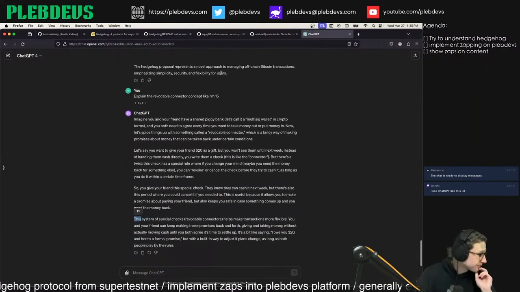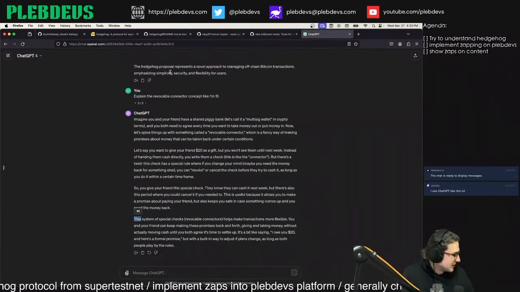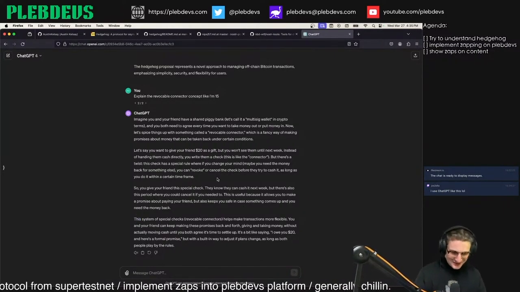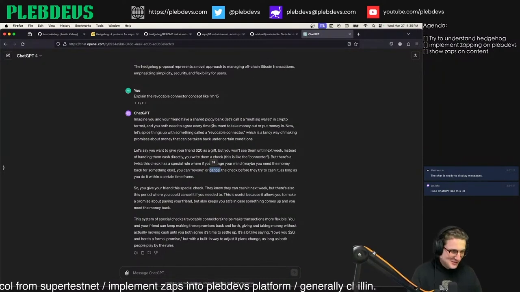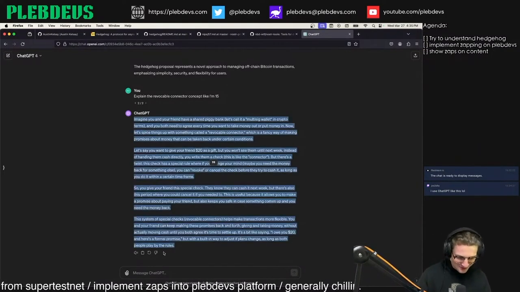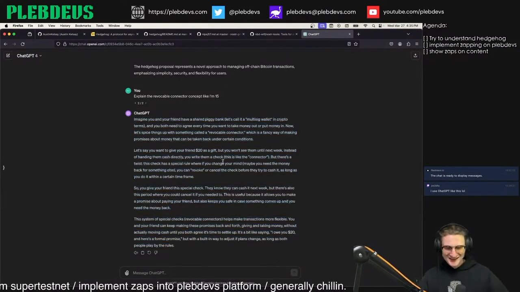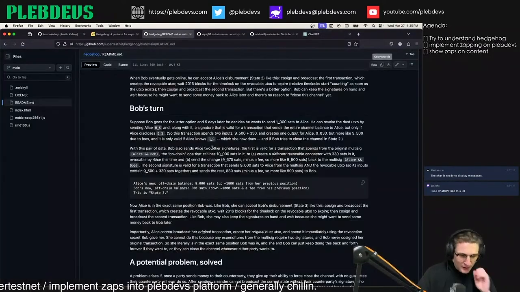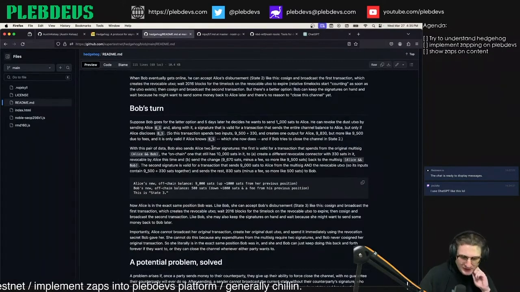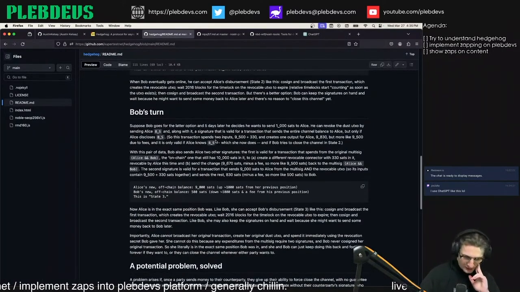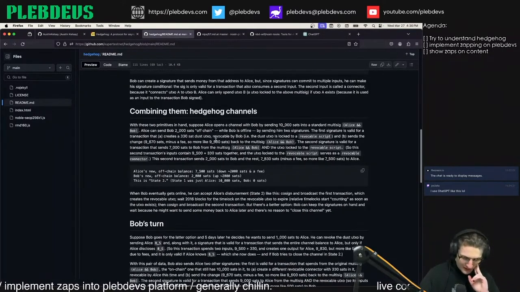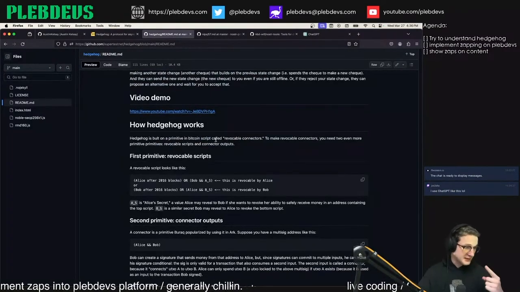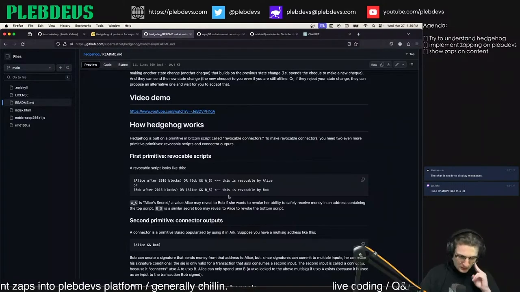Okay. I use ChatGPT like this. Yeah, it's pretty useful. Sometimes you just need things in different words. I don't know about these words, but it's good to break it down. So I'm still not fully understanding the structure of this revocable connector, but I get the idea of the connectors, and I get the idea of the revocable script.